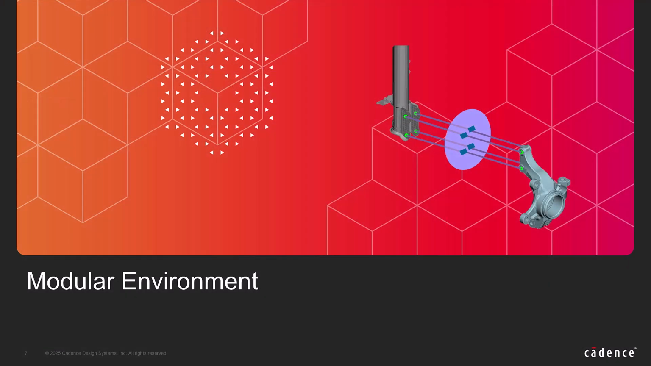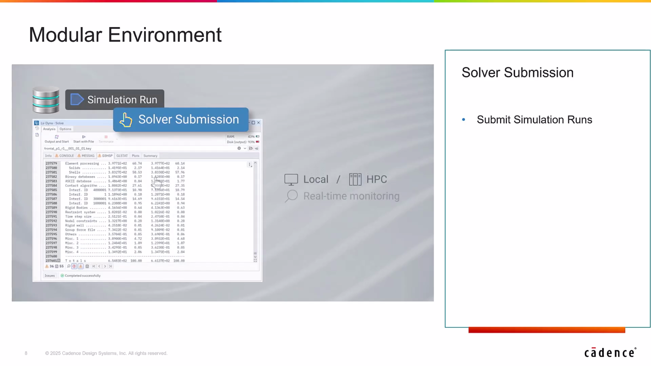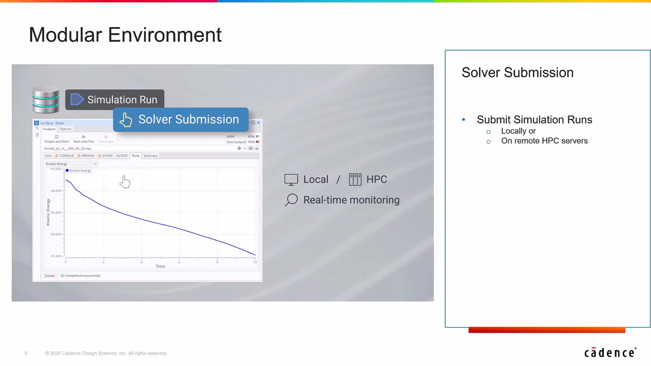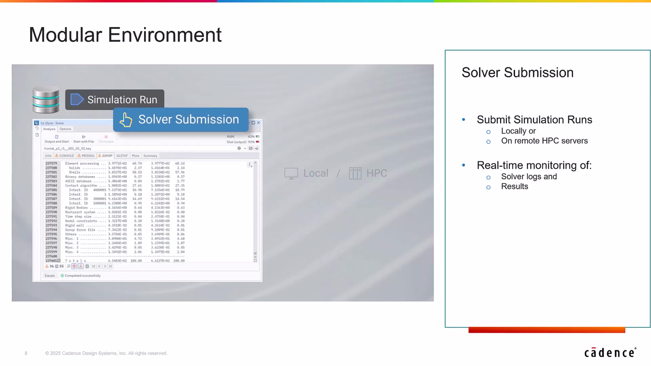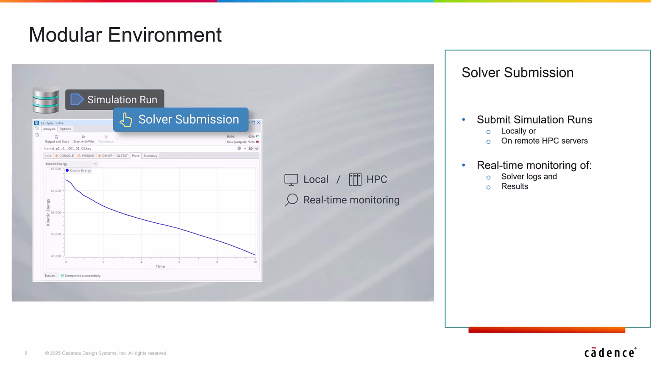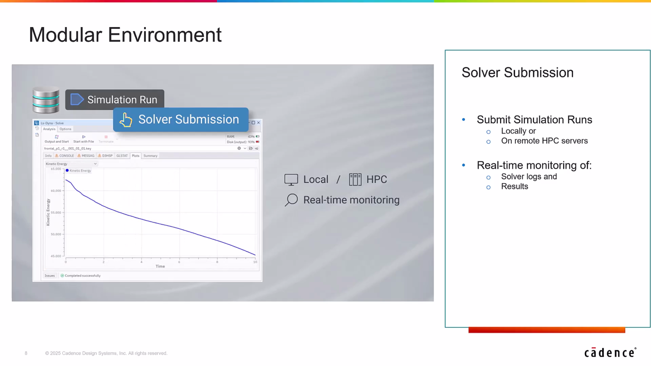Let's now move on to the modular environment. Submit simulation runs locally or on remote HPC servers and monitor solver status and logs in real time through the solver submission tool. Remote submission is available only when ANSA is connected to an SPDRM Backend 2025.1 version.